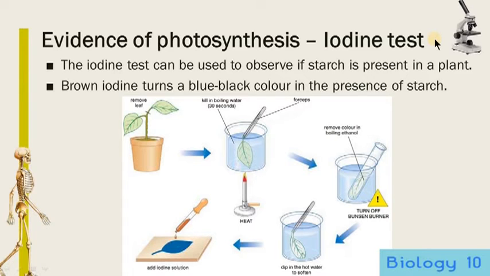The iodine test is used to test for the presence of starch. This diagram shows how the process is carried out. A leaf must first be removed from a plant. It is then placed in boiling water to destroy the cell membranes. It is then ready to be placed in warm ethanol.